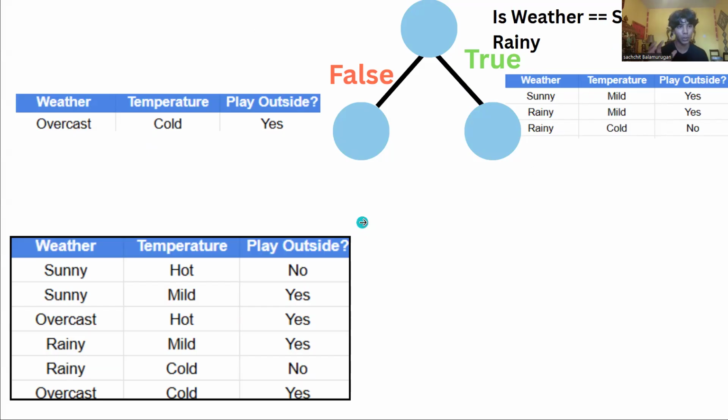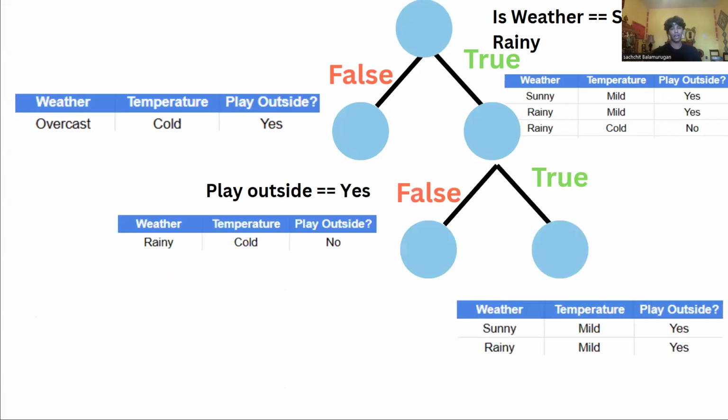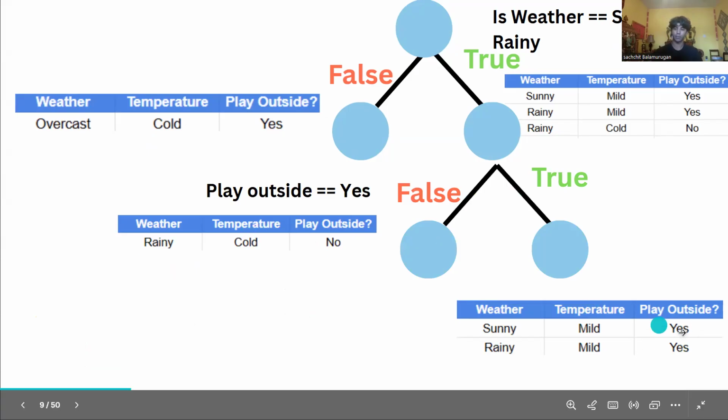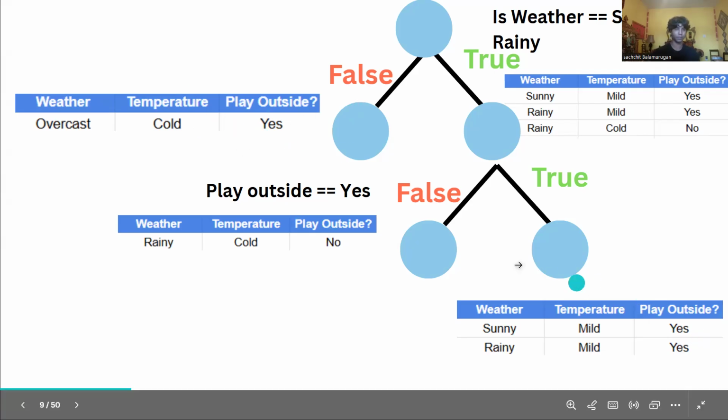The goal of this tree is to filter it down until you get play outside is yes. That's the goal of this tree. So now the second question: play outside equals yes? If false, it's no, and if yes, it's there. So we got our outcome that we needed. We filtered it down where it's yes on both sides.